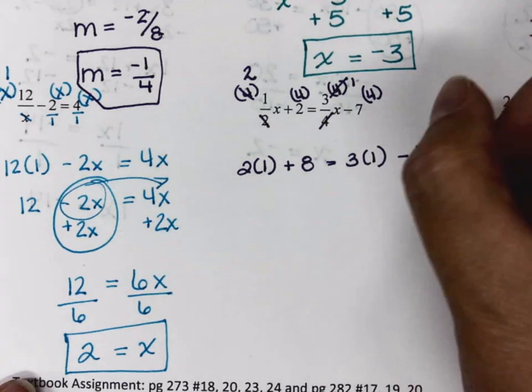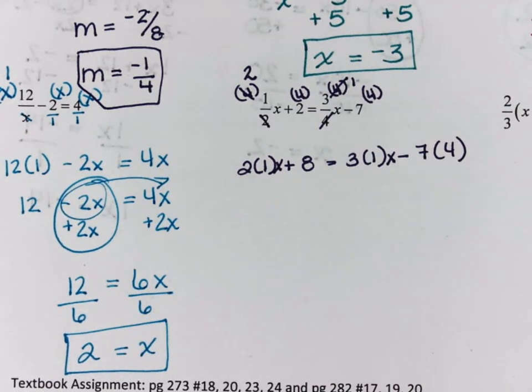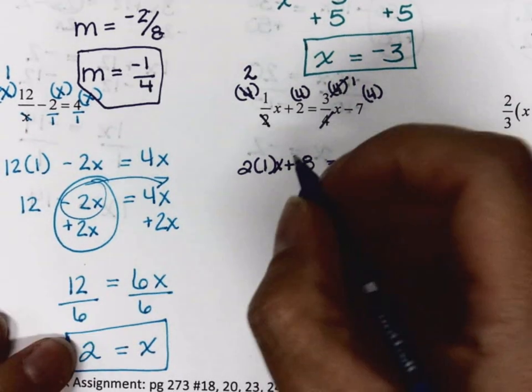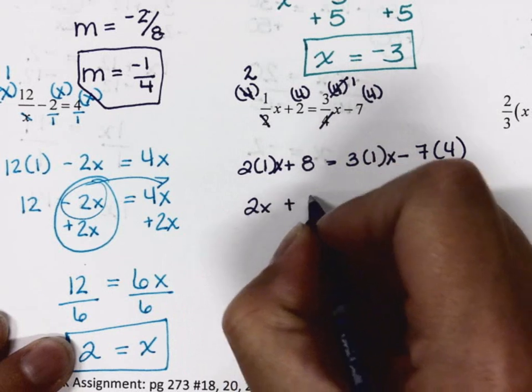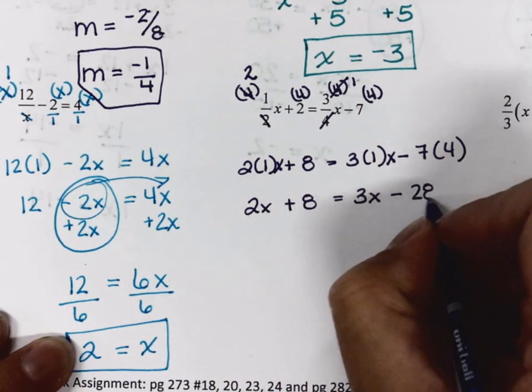Guys, I lost my x's again. There's an x, there's an x. I'm just so excited about numbers. I don't know what it is. So I'm going to have 2x plus 8 equals 3x minus 28.